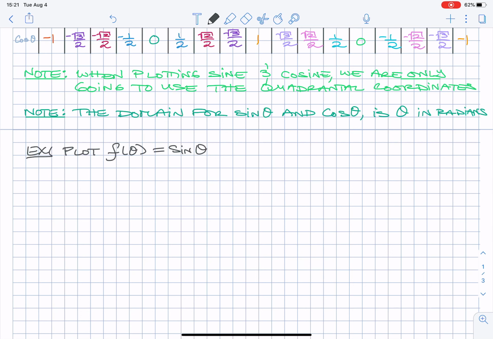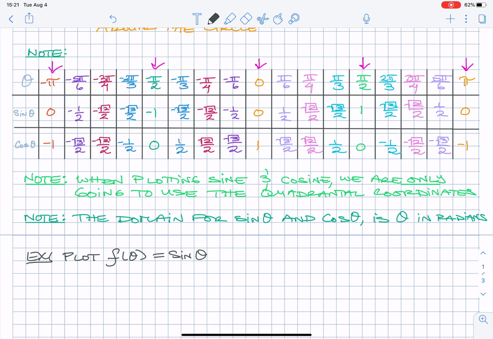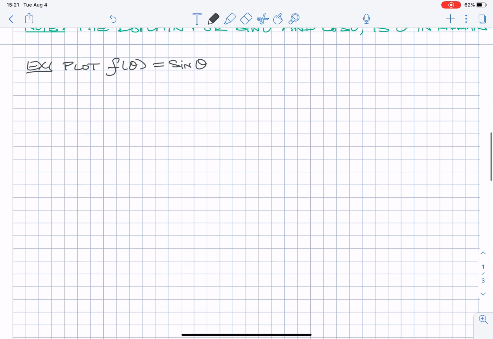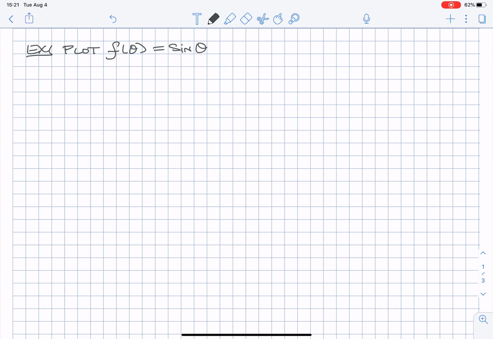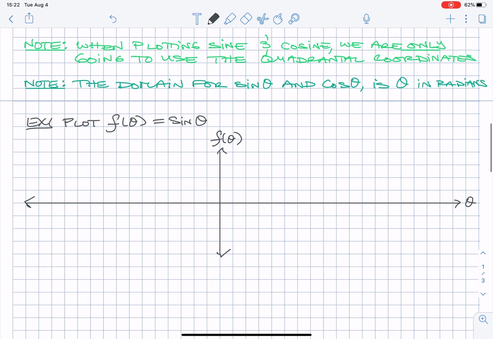Now I knew I wanted to plot sine first, which is why I put him first. So what I'm going to do is I'm now going to have two axes. So I have one vertical axis, which I'll call the f of theta axis. But then I've got a horizontal axis. And why do I always do this? Okay, the horizontal axis is going to be much longer. And it's going to be theta. So my domain, which used to be x values, is now theta in radians.